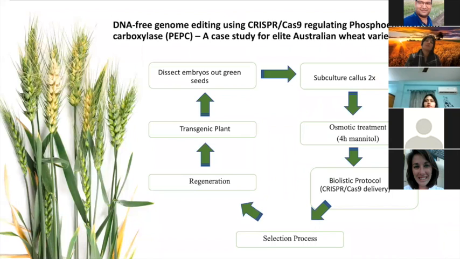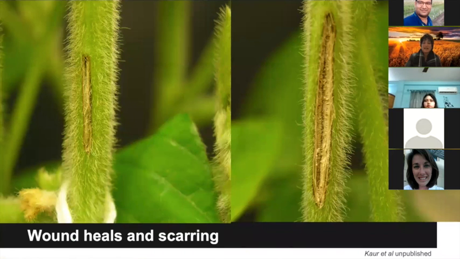Right now, I've got a student who is working on a DNA-free genome editing system for wheat, for Australian wheat varieties, and we're chasing better yield and better phosphorus efficiency. Again, just another example beyond clovers. Not just there. This is really interesting.